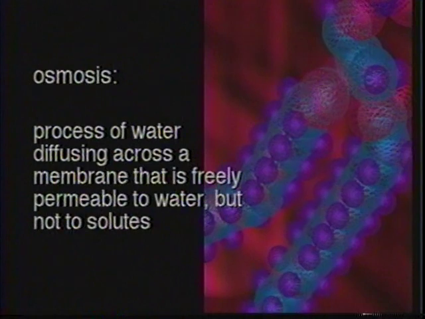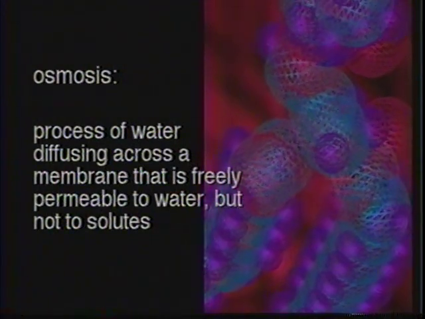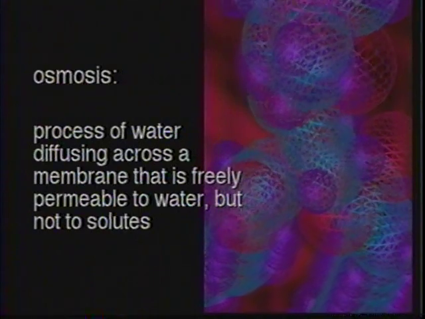Welcome back. Now that we've looked at diffusion of solutes, let's take the time to look at diffusion of water across a membrane, a process called osmosis. Like other molecules, water molecules move from an area of high concentration to an area of lower concentration. Osmosis occurs when water diffuses across a membrane that is freely permeable to water but not to solutes.